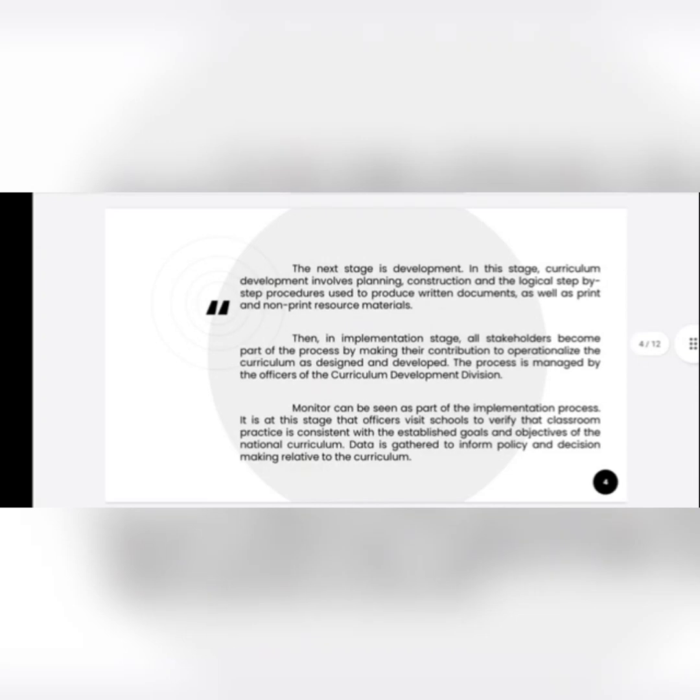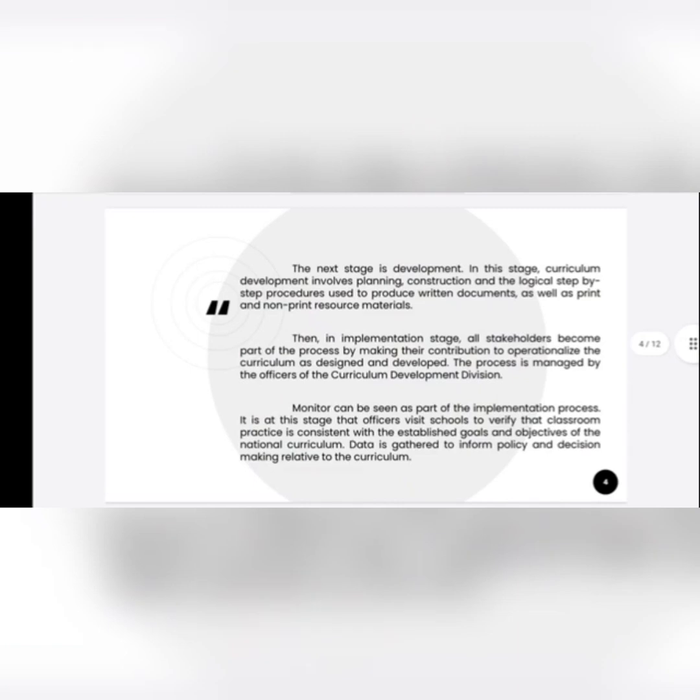2. Development. The next stage is development. In this stage, curriculum development involves planning, construction, and a logical step-by-step procedure used to produce a written document, as well as print and non-print resource material. This document may include a vision statement, goals, standards, performance benchmarks, planning activities, instructional strategies, interdisciplinary connections, and other integration activities that go with curriculum implementation.